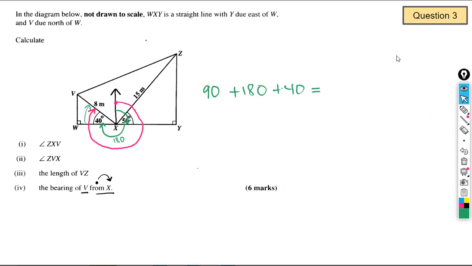Let me know if that makes sense there for the bearing. So let me add it up there. 40 plus 90 plus 180. I am getting 310 degrees. All right. Make sure you understand it. Make sure you see it.